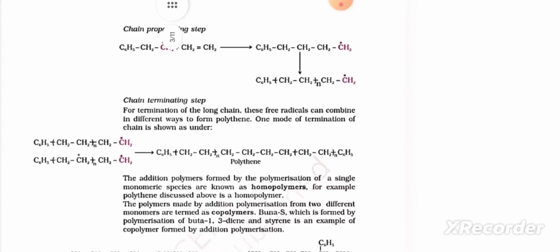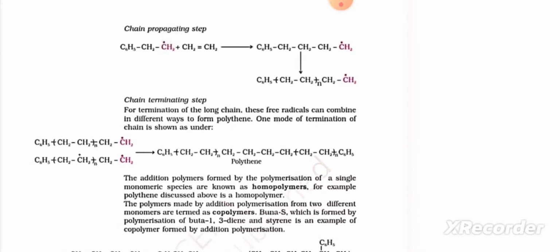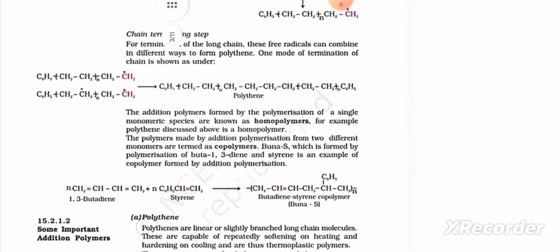Chain propagation step. A phenyl free radical or a free radical reacts with an ethene molecule to form a bigger free radical. Chain termination step. For the chain termination of a long chain, these free radicals can combine in a different way to form polythene. One mode of termination of chain is shown as when two bigger free radicals combine to form a polymerized product.